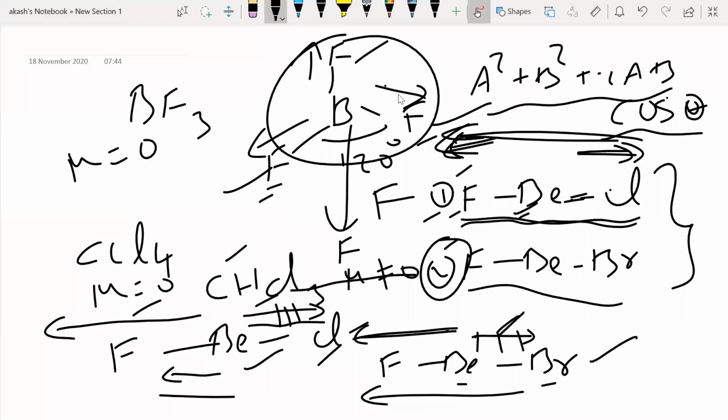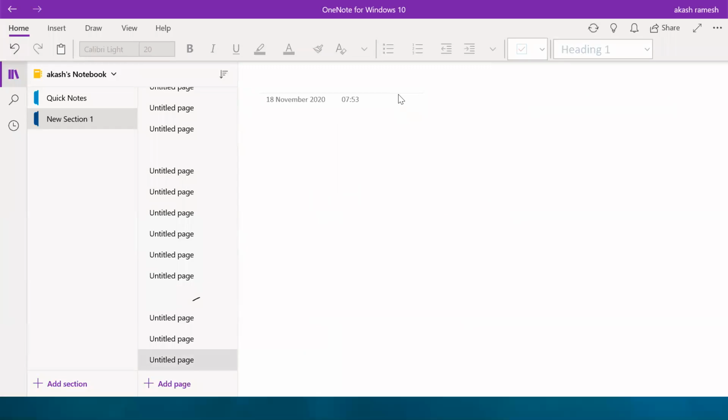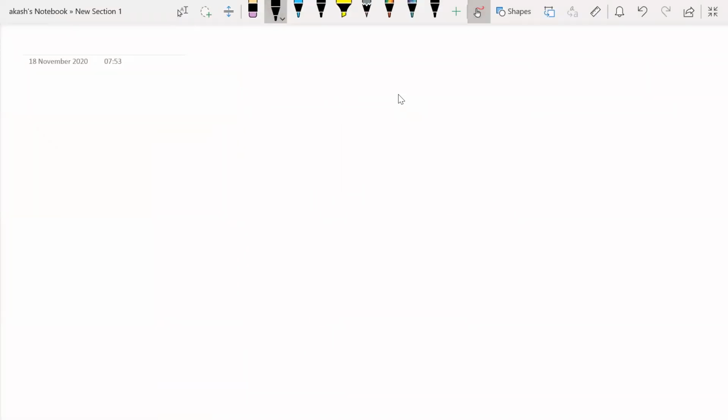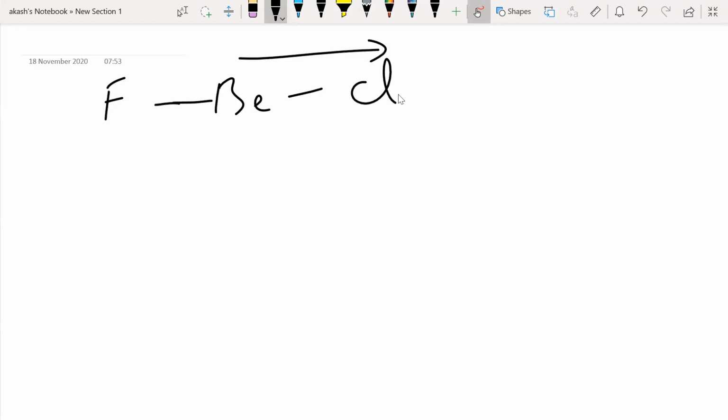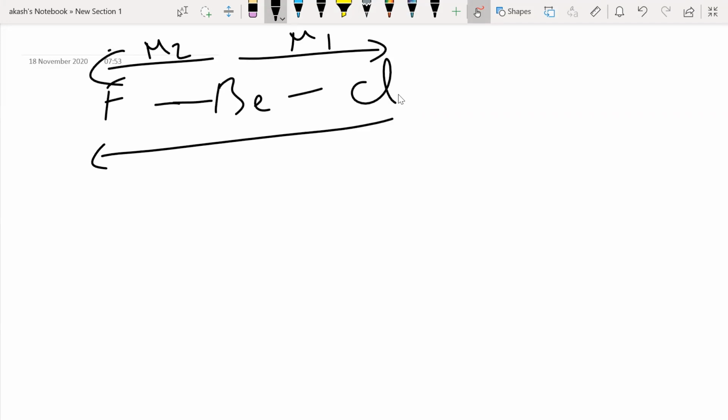Maybe it's very clumsy. Let me add a page. So what I'm telling is, say, let me take Cl, Be, F. So this is the dipole moment this side, and this is the dipole moment this side, and I know the overall dipole moment is this. Now let me call it mu1 and mu2. Here, what will be the net dipole moment? Mu2 minus mu1.